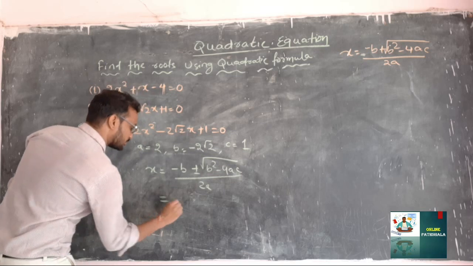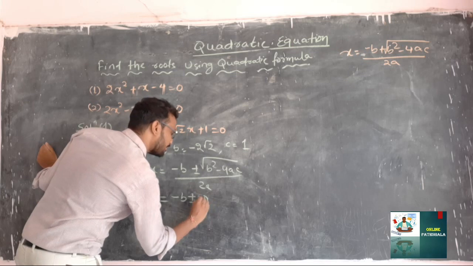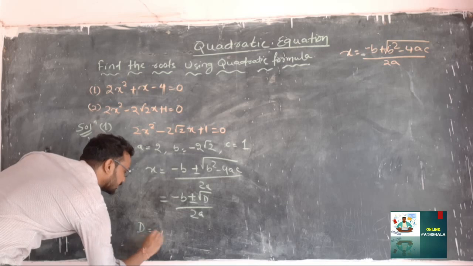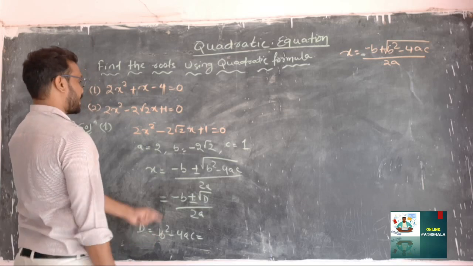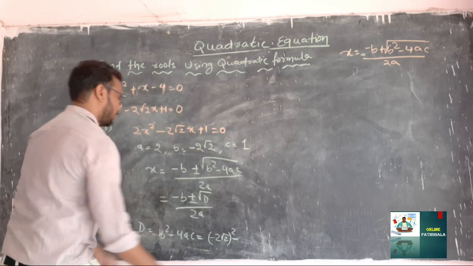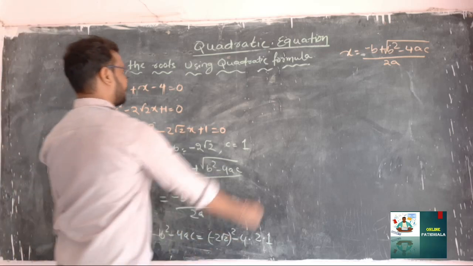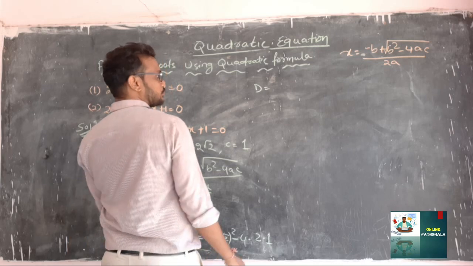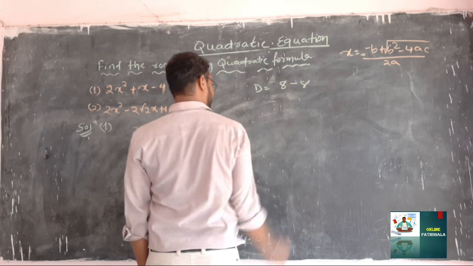And one more thing I want to say: this can be written as minus b plus or minus root of D, over 2a. So here what we have to do is just find D. D is equal to b square minus 4ac. Put the values. b square is minus 2 root 2 square, minus 4 into 2 into 1. Okay, now we have got the value: root 2 square is 2, 4 times 2 is 8, minus 4 times 2 is 8.